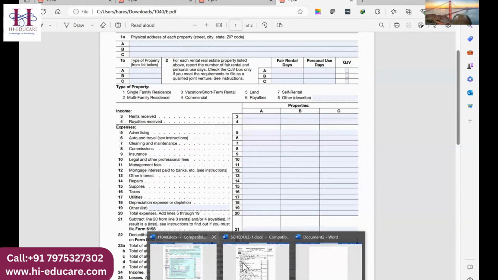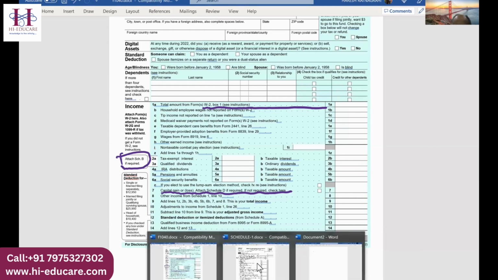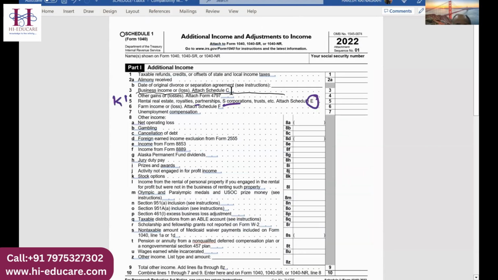See the 1040 form and Schedule 1. You should know which line item is flowing directly to 1040, and which form number is flowing to Schedule 1, and from Schedule 1 to 1040 finally. So you can see that Schedule 1, Schedule C, right? Schedule E and Schedule F. These 3 forms are basically flowing to Schedule 1 and from Schedule 1 to 1040.